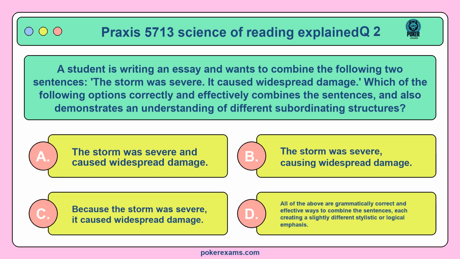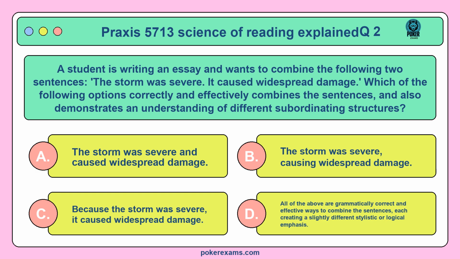Question 2. A student is writing an essay and wants to combine the following two sentences. The storm was severe. It caused widespread damage. Which of the following options correctly and effectively combines the sentences and also demonstrates an understanding of different subordinating structures?